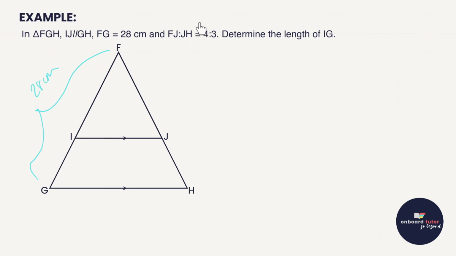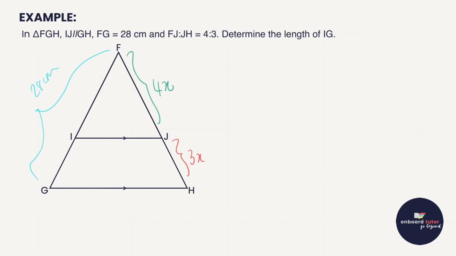What they're saying is this is proportionate. So for every 4 centimeters that this side has, this side here will have 3. And so what is helpful is if we just say, well, I don't know how many groups of centimeters it's going to have, so I'm simply going to say this is going to be 4x and this is going to be 3x. Just to help me realize that's not 4 centimeters and not 3 centimeters, but rather 4 times however many centimeters based on the proportion. Okay, and now the question is determine the length of IG.